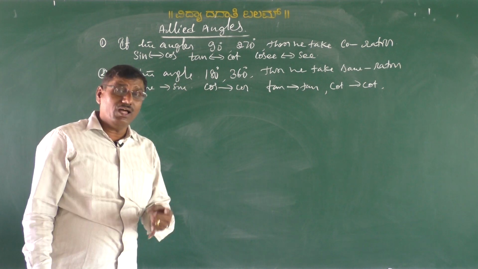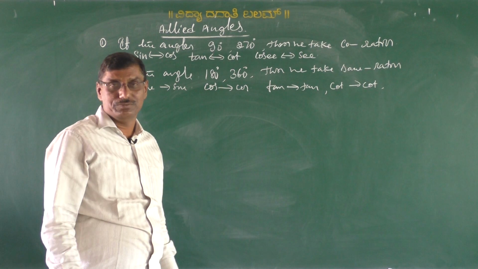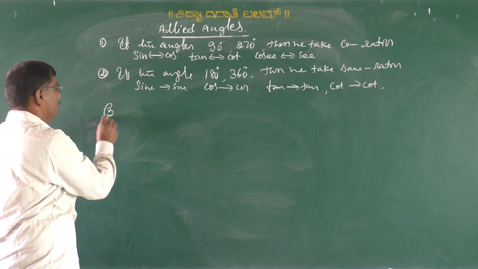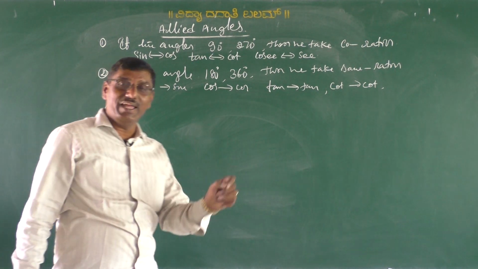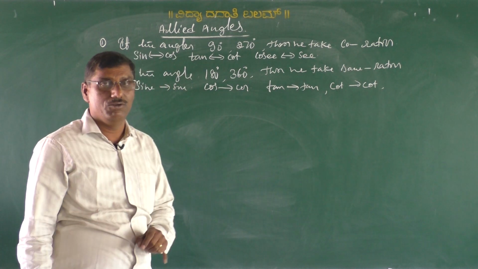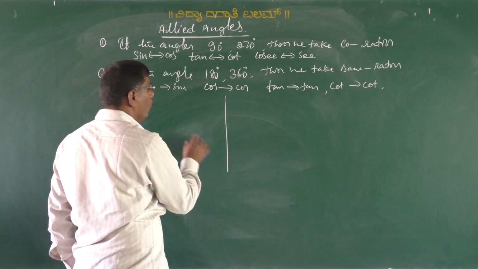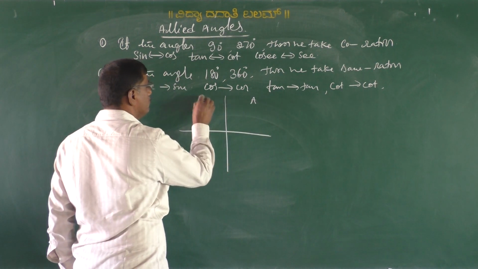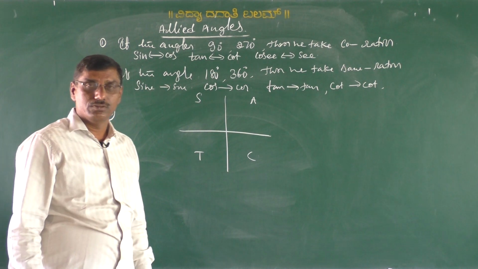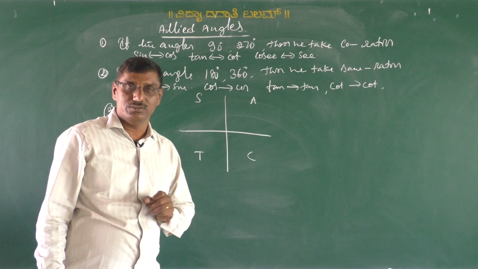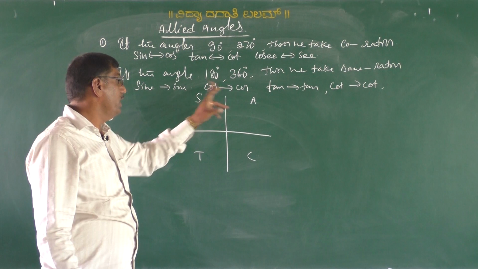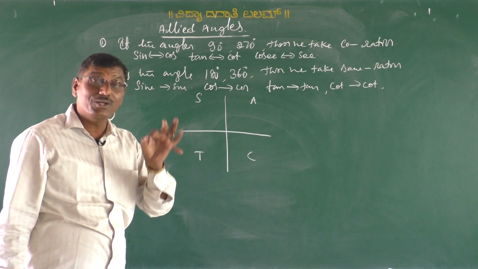And also the third point, my dear students: to apply the sign, we have to follow one rule. Already we know, I discussed it in the last class. That is the quadrant rule, the ASTC rule.